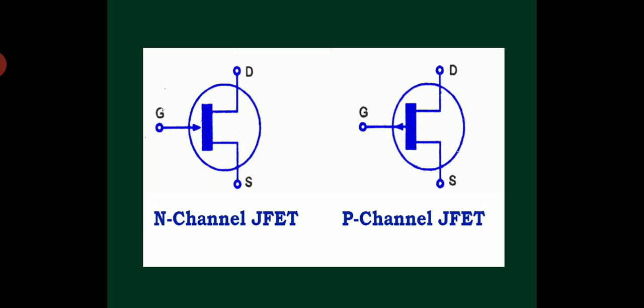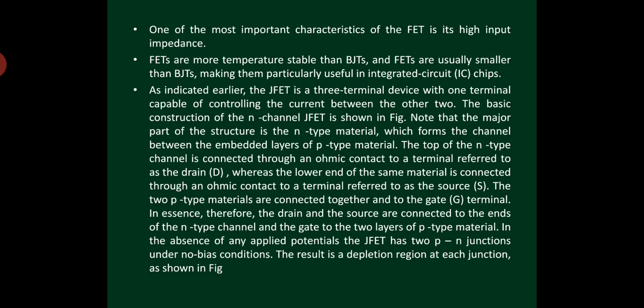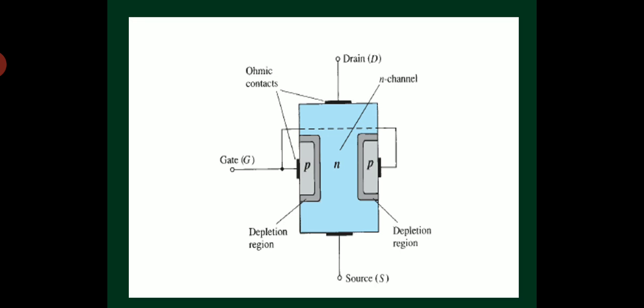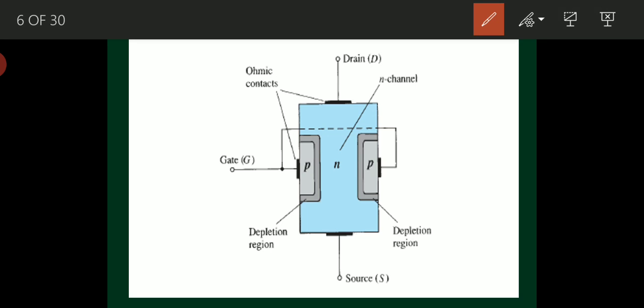The basic construction of N-channel JFET is shown here. You can see in this slide, right? So we can see this is N-channel JFET. Note that the major part of the structure is N-type material, which forms a channel between embedded layers of P-type material. The top of the N-type channel is connected through an ohmic contact to a terminal referred to as drain. You can see here the total semiconductor substrate is N-type, right? In that N-type, I am diffusing P-type in the middle.